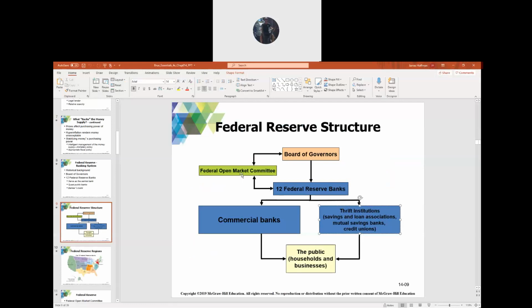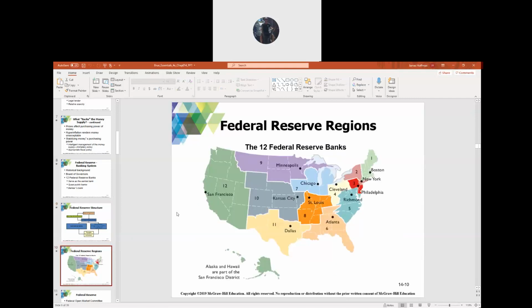Okay, so back to this. All right, so we see that there's a board of governors, there's an open market committee, and there's the 12 big banks that oversee these banks in their region. Now, if you look at the map on slide 10, you can see that this is a map of the whole US, and each big bank that you see oversees the area in their color. Like Minneapolis oversees these states, the Kansas City Central Bank oversees these states, and the San Francisco Federal Reserve Bank oversees all this stuff on the West Coast, including Hawaii and Alaska.